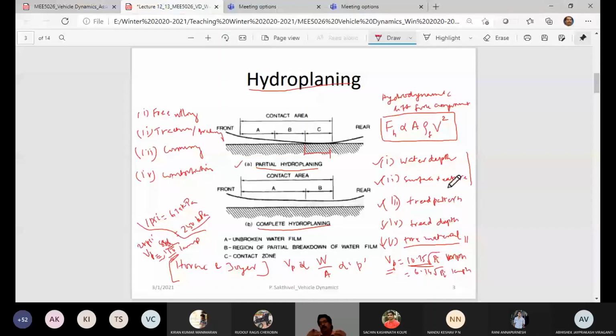smooth macro structure and rough micro texture. What is the advantage of smooth macro texture? Smooth macro texture would have more channels to flow the fluid. Rough micro texture would have more protrusion. So if water depth is very less, then tire contact would be ensured.